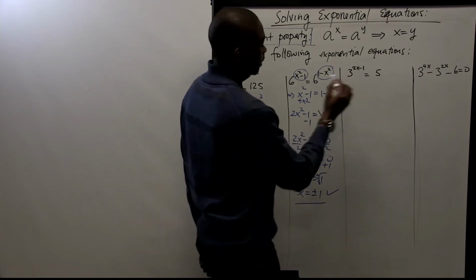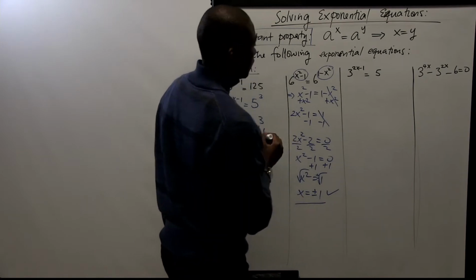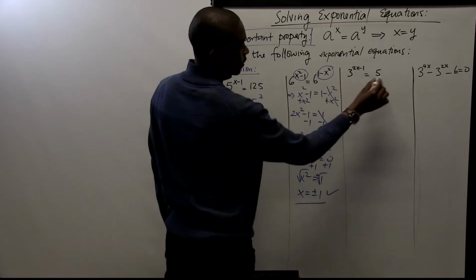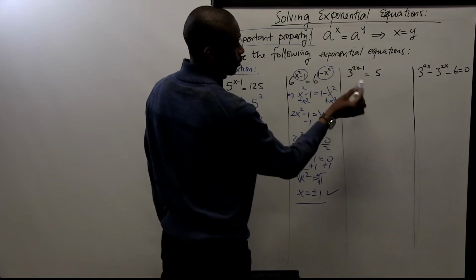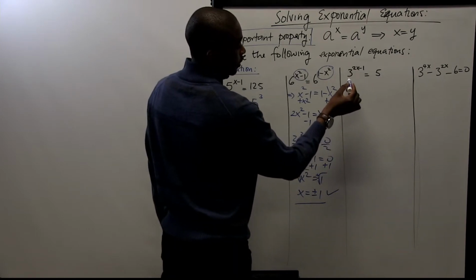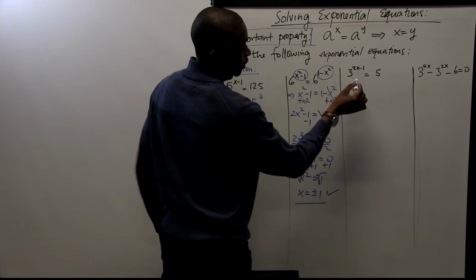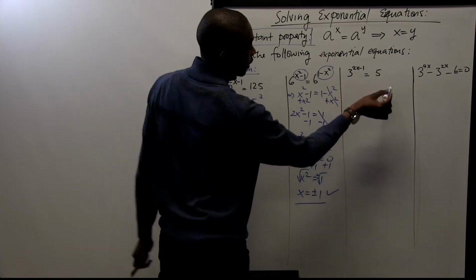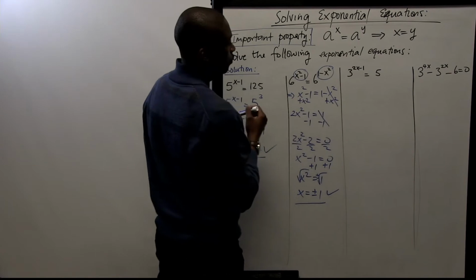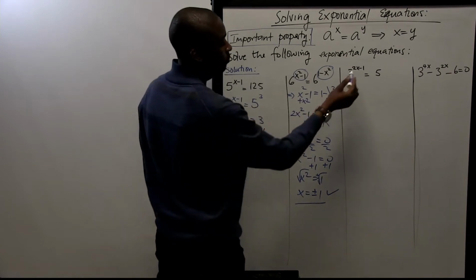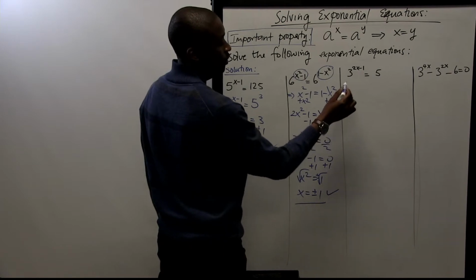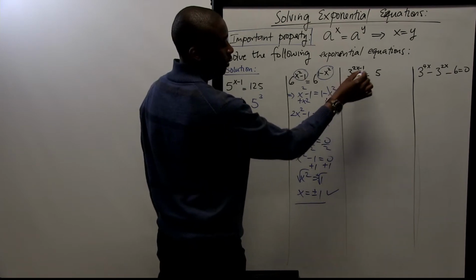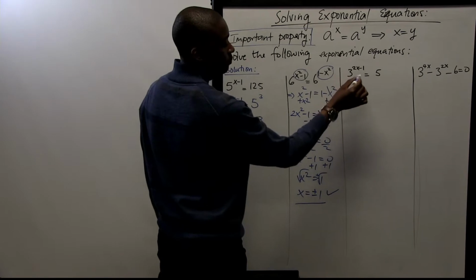Now, looking at this example over here, things are a little bit different in that the bases are not the same, and we probably cannot rewrite 3 in terms of 5, for example, or 5 in terms of 3 as a base. But basically what we can do over here, we can apply the laws of logarithms. Remember, if you have the log of something with an exponent, you can pre-multiply by the exponent.